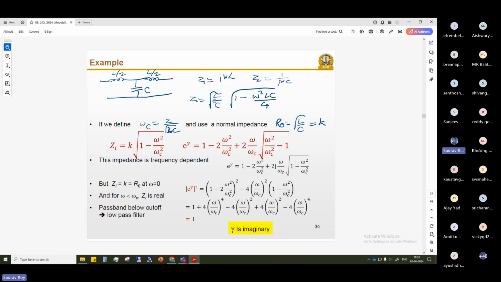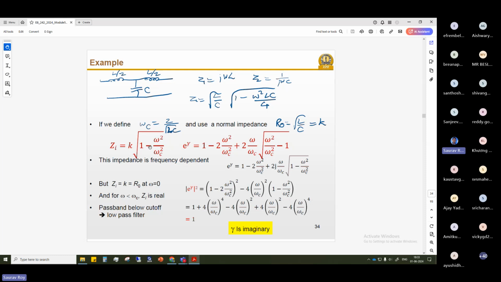Now, from the ratio of L and C, we can define a parameter called R0 or K. This K parameter is very important in filter analysis, especially low pass filter, which is defined as square root of L over C. So when this is done, you can just put these values here and calculate ZI and e to the power gamma.